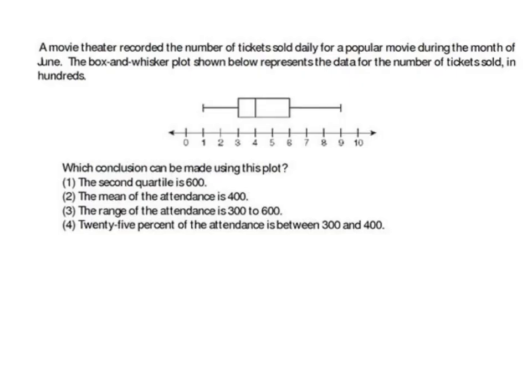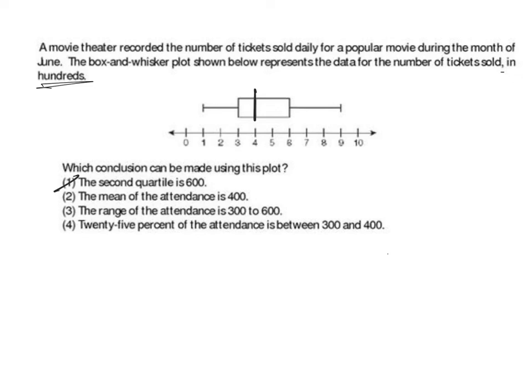Okay, a movie theater recorded the number of tickets sold daily for a popular movie during the month of June. The box and whisker plot represents data of tickets sold in hundreds. Okay, which conclusion can be used? The second quartile is 600, so second quartile would be 400, so nope.